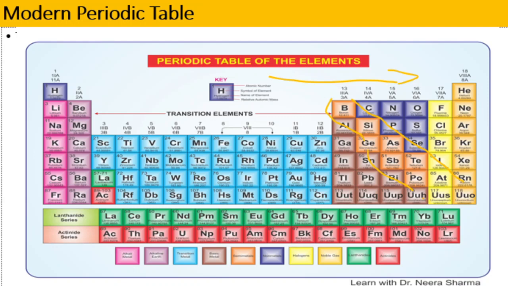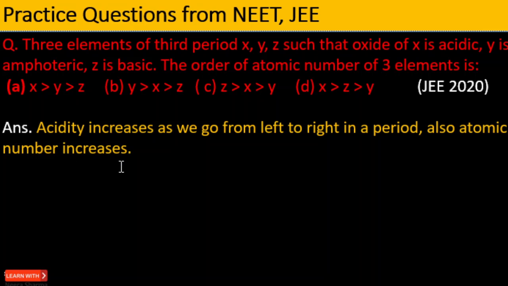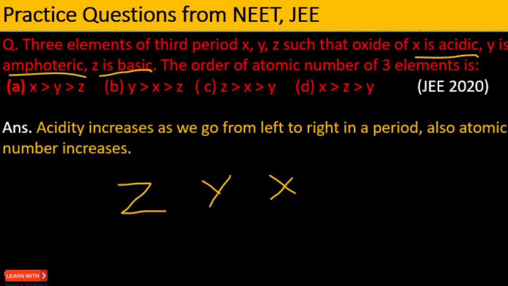So as we go from left to right, atomic number also increases. So acidity is increasing and atomic number is increasing as we go from left to right in the periodic table. So if we take X, Y, Z, we find that X is acidic, Y is amphoteric, and Z is basic. So as X is acidic, it is on the right hand side, and then Y is amphoteric, it would be in the center, and then Z would be on the left hand side of the periodic table.